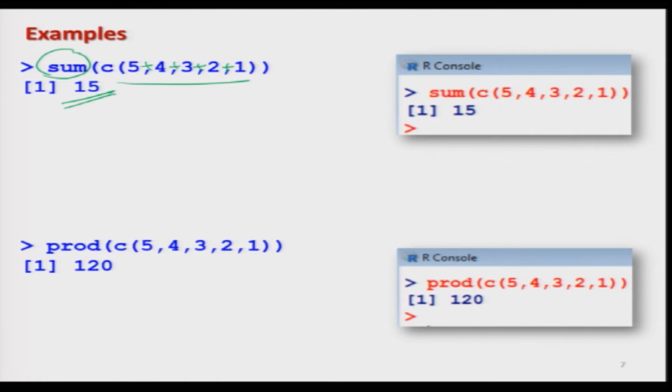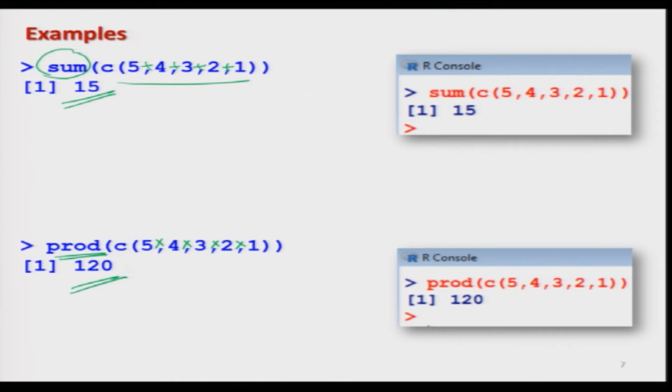Similarly, if you want to find out the product of the numbers, just give those numbers inside the parenthesis, just like sum. You use the PROD product function, and this will give you the output of 5 into 4 into 3 into 2 into 1, which is 120.